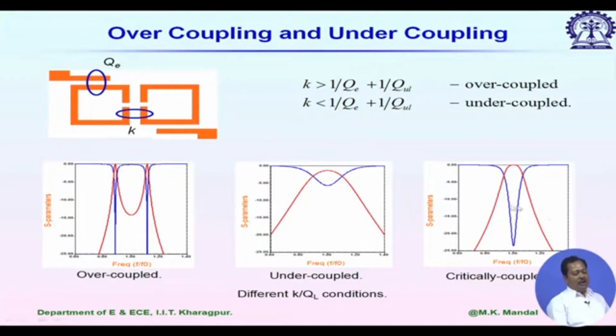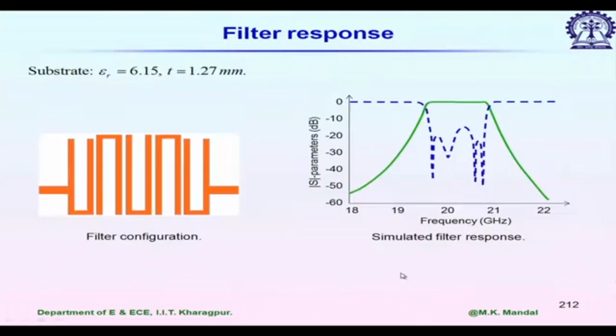And the third case is the critically coupled scenario. In this case K is equal to 1 by QE plus 1 by QUL, and you can see the two resonances now become one resonance, they merge. So, in a practical situation what we prefer is that it should be a little overcoupled. So, this is one example.